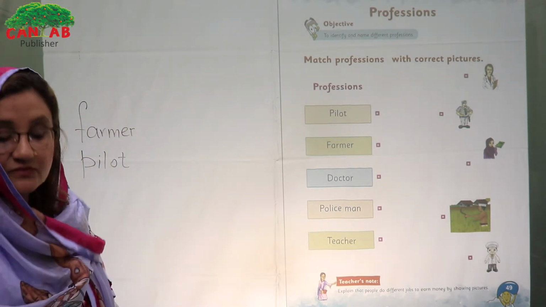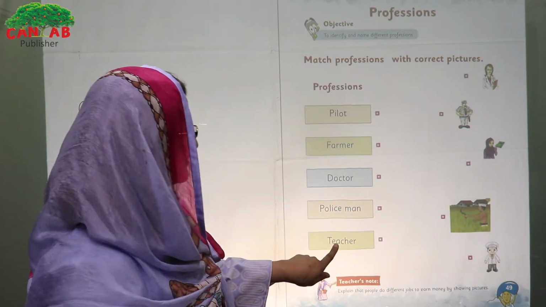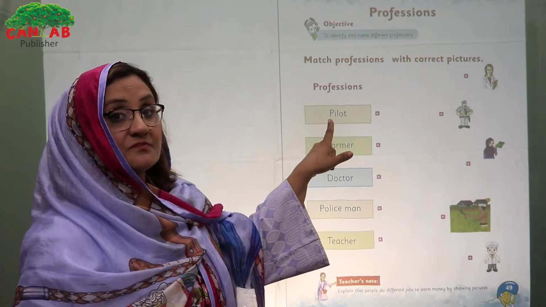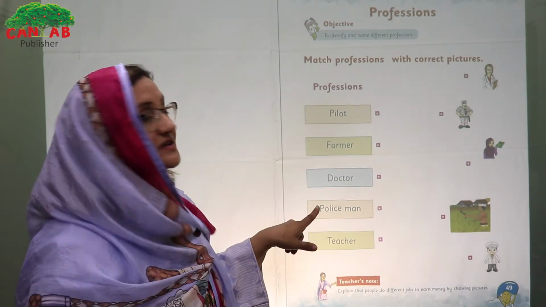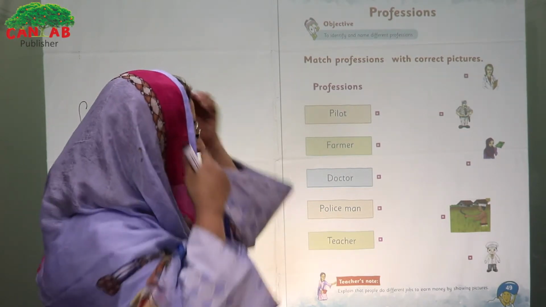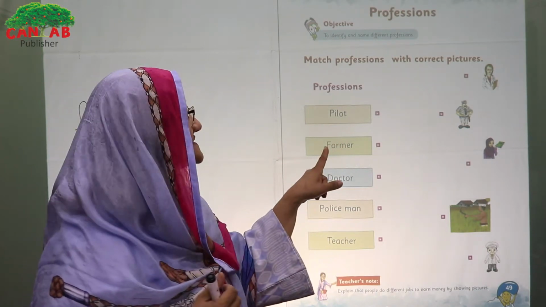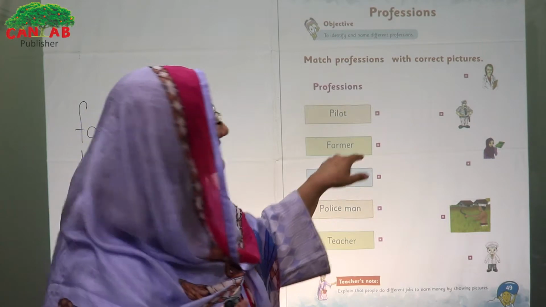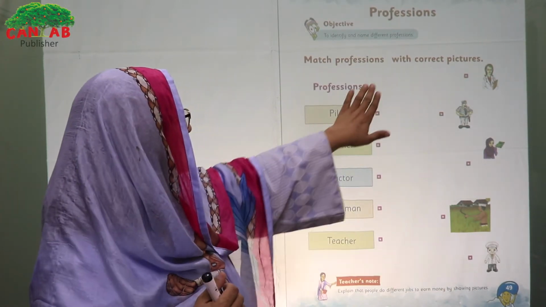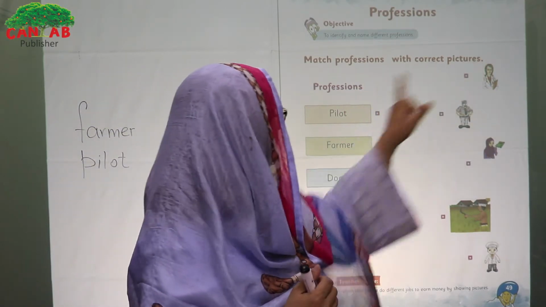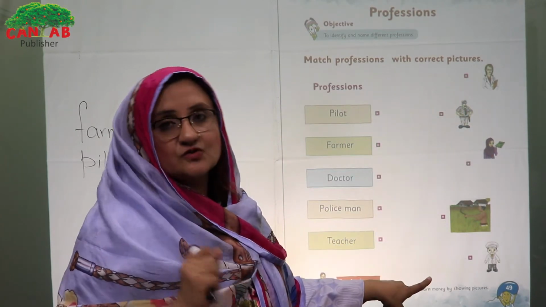Then I can ask them to open their books and read the names of the professions from there. This is pilot, farmer, doctor, policeman, teacher. I can also ask them to tell me, what does a pilot do? What does a farmer do? And then I can ask them to look at the pictures, recognize them, and finally match the names of the professionals with the pictures individually.